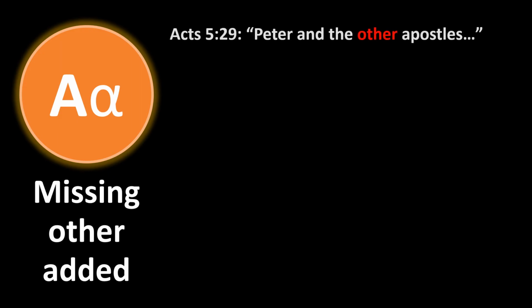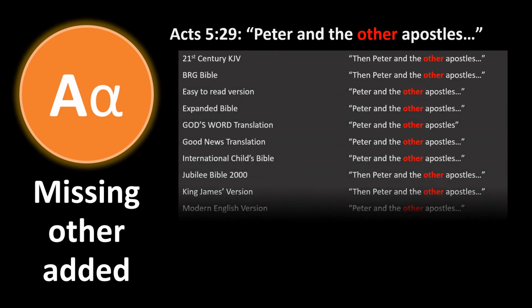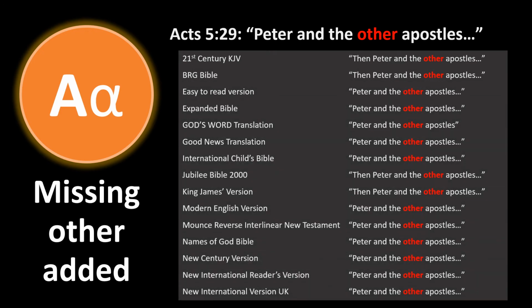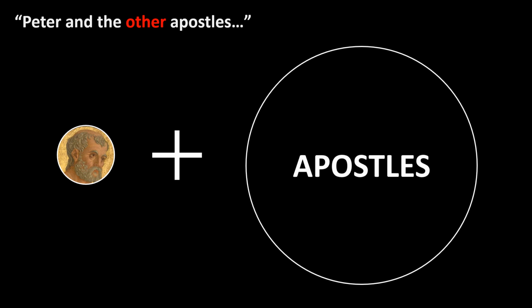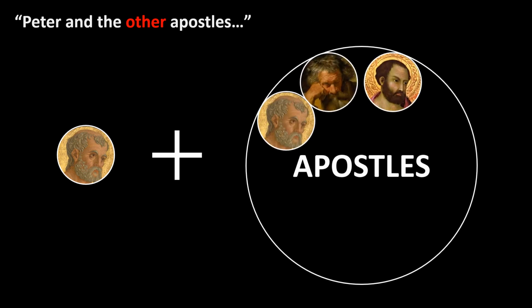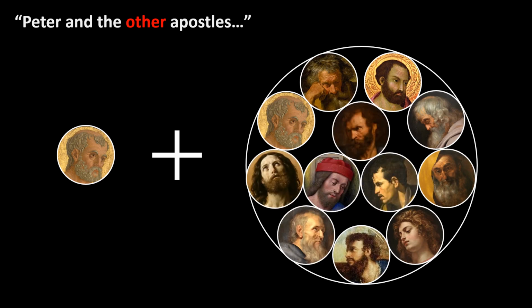For instance, in Acts chapter 5, the apostles had continued their preaching activity despite orders to the contrary, and in giving an explanation, several Bible translations read, "Peter and the other apostles." The word "other" is not contained in the Greek, but is added. The reason being that Peter is an apostle, so if it read "Peter and the apostles," this sounds like Peter is not an apostle. So reading "Peter and the other apostles" makes it explicit that we're talking about all the apostles and Peter is in that group. Hence, it is more clear to the reader.